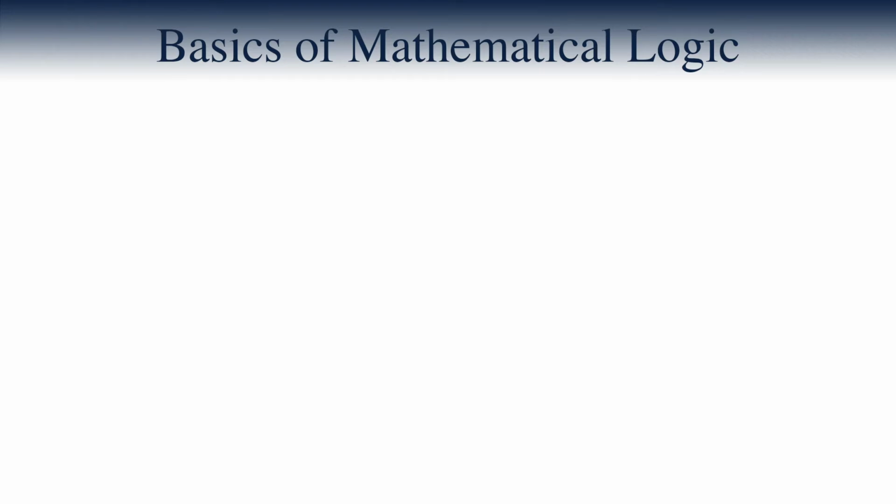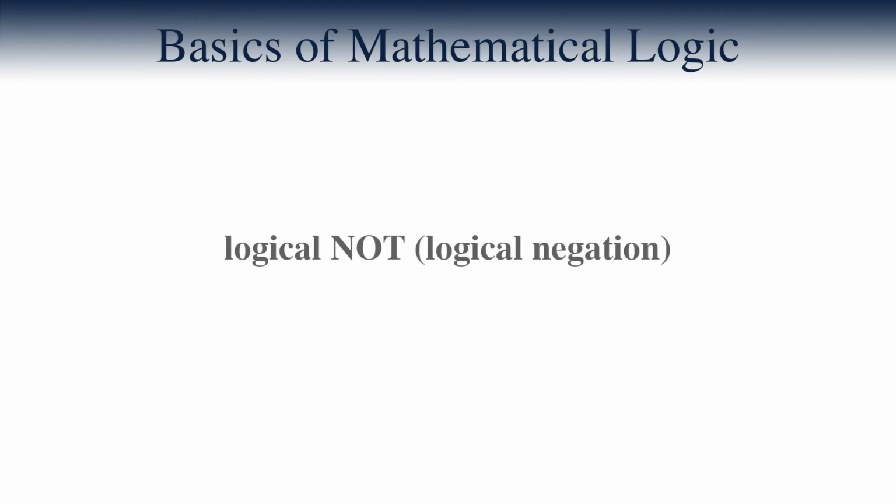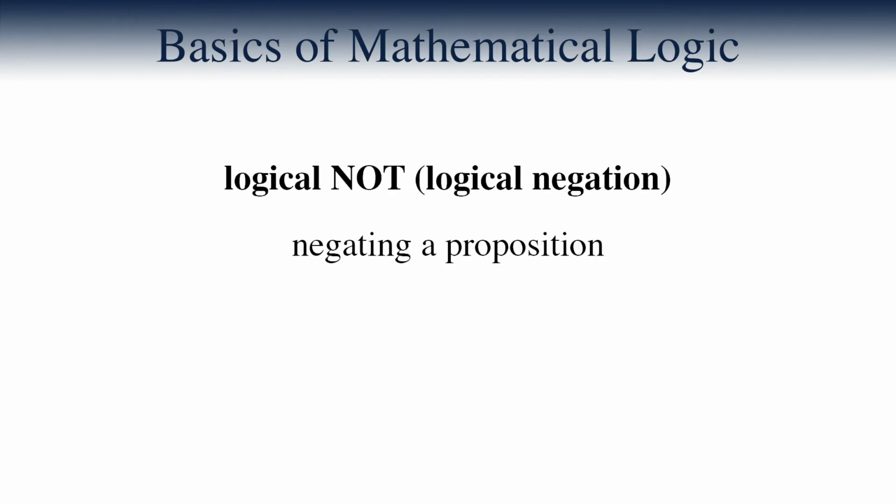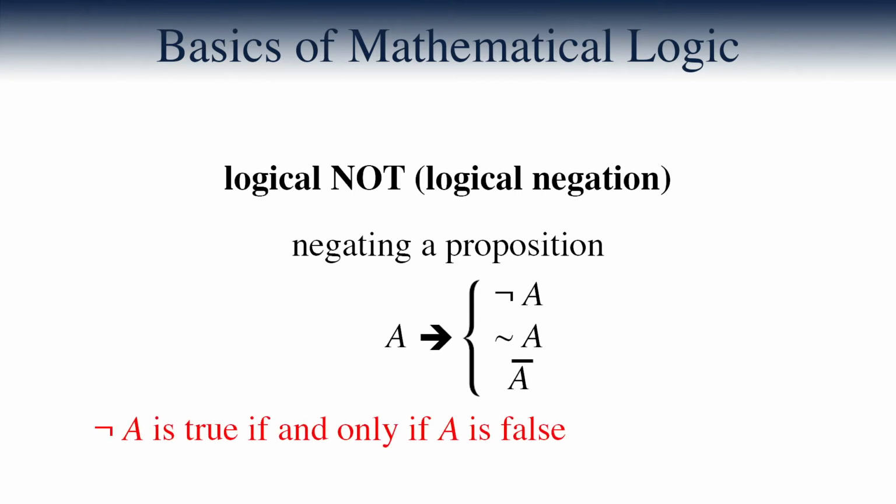The first logical connective that we're considering is the simplest one, the logical not. This connective is employed to negate a proposition. Often, it is recognized by a symbol. Its truth table is very simple. Whenever a proposition is true, its corresponding logical not proposition is false and vice versa. So, if proposition A is true, then proposition not A is false, and if proposition A is false, not A is true.